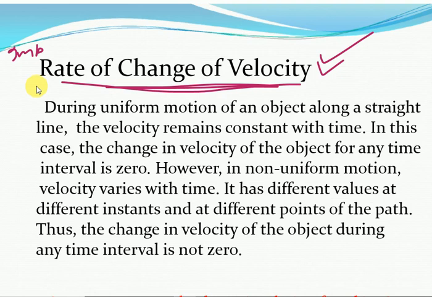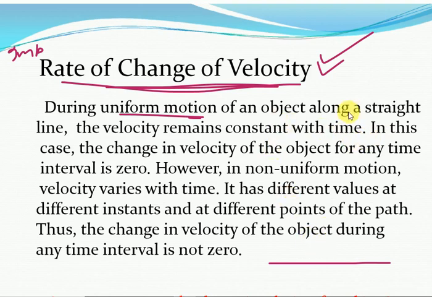So here it tells that during uniform motion of an object along a straight line, the velocity remains constant with time. So what it is trying to tell you is that if a body is moving in a straight line, having uniform motion, then its velocity remains constant. Because what is uniform motion in a straight line? Equal distance traveled within equal intervals of time. So velocity remains constant. If velocity remains constant, then what is the rate of change of velocity?